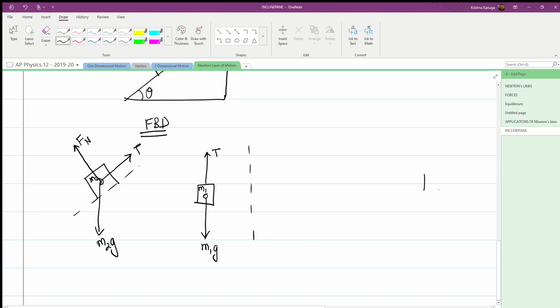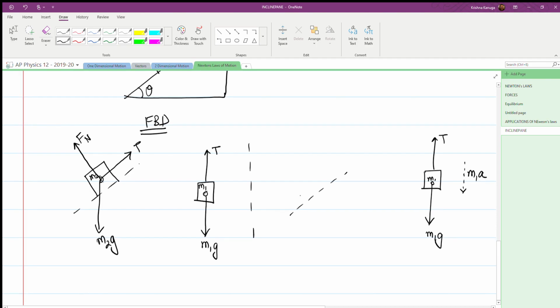And here we have M1. For M1, we said earlier we have M1g pointing down, we have T pointing up, and since we assumed in the problem that M1 is going to go down, we can write M1a pointing down. Now for the block on the incline, we have to be careful. So we have M2, and let's look at all the forces on M2. We have M2g here, we have T here, and then we have Fn here.